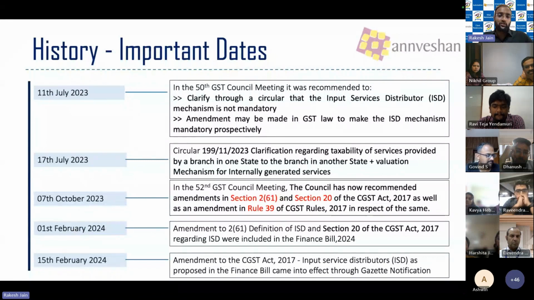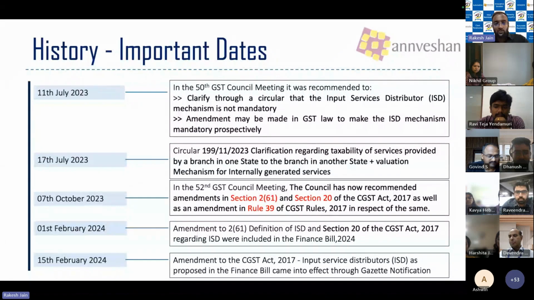On 11 July 2023, in the 50th GST Council meeting, it was recommended that a clarification needs to be provided on whether the input service distributor mechanism is mandatory. That was the first thing. Second, it also proposed that an amendment needs to be brought into law to make the ISD mechanism mandatory prospectively. So these were the two important items recommended in the 50th GST Council meeting.